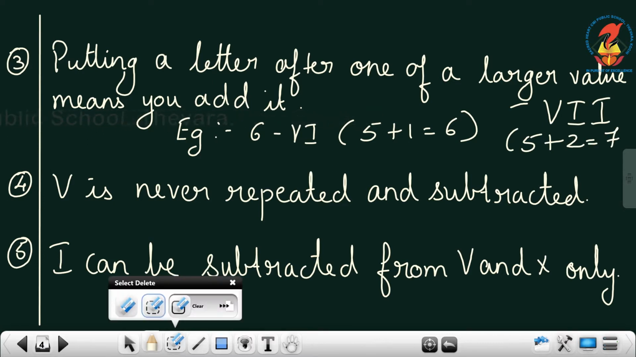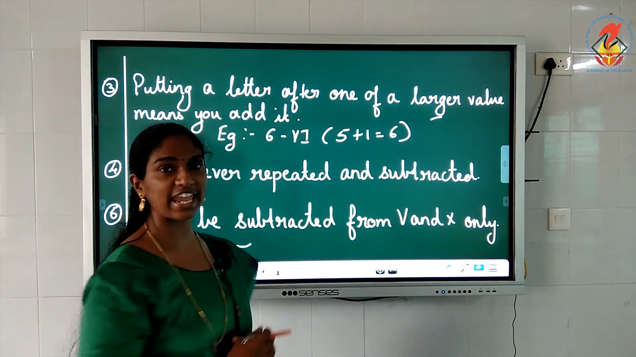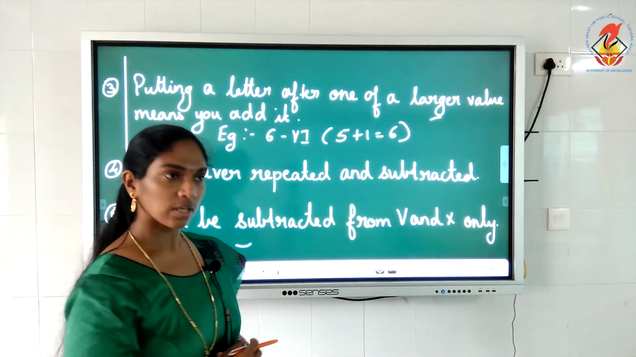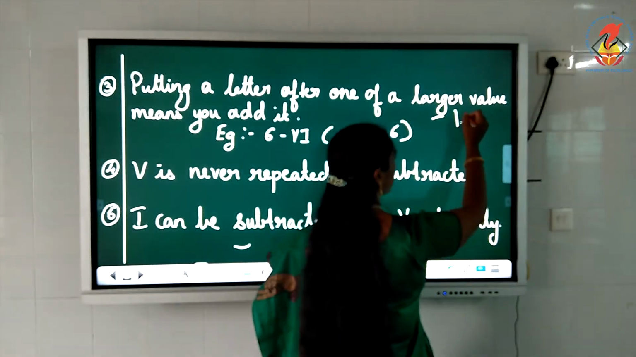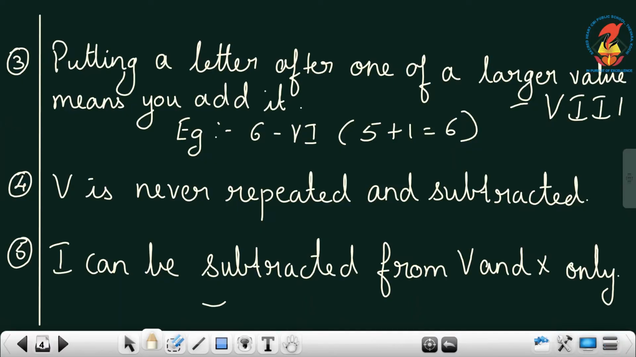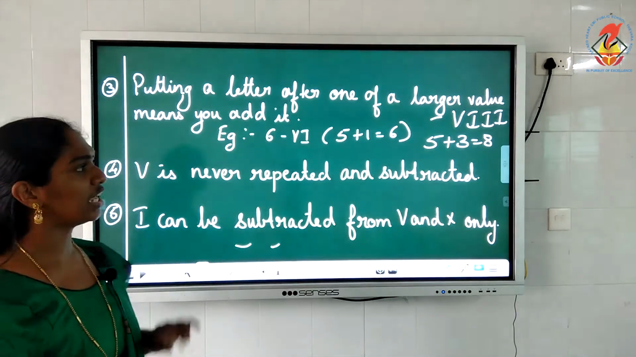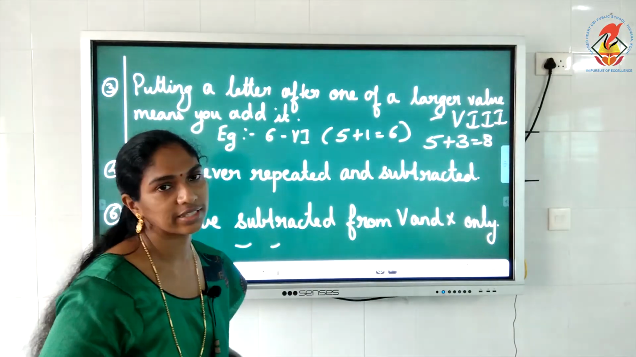Understood children? Now, how will you write 8? Again, we can write V, III. You know III is 3. So, you get 5 plus 3, that is equal to 8.